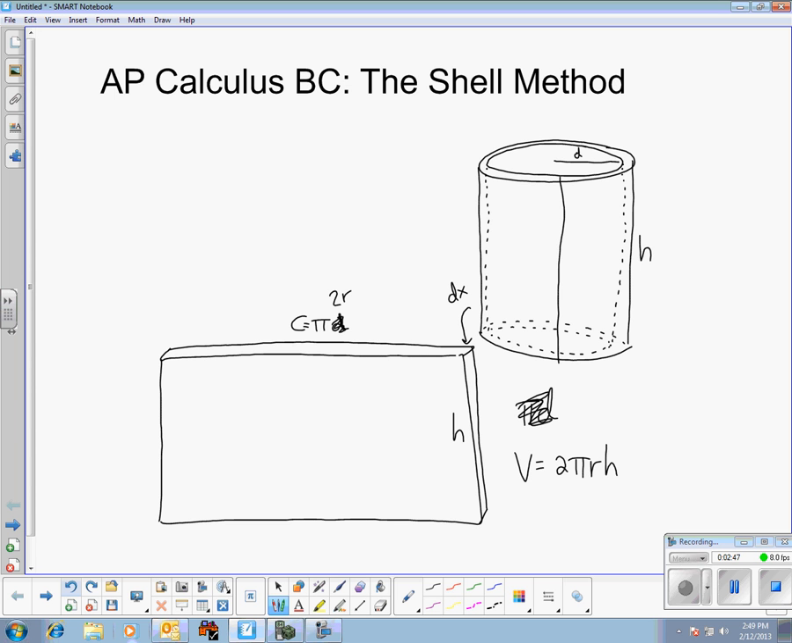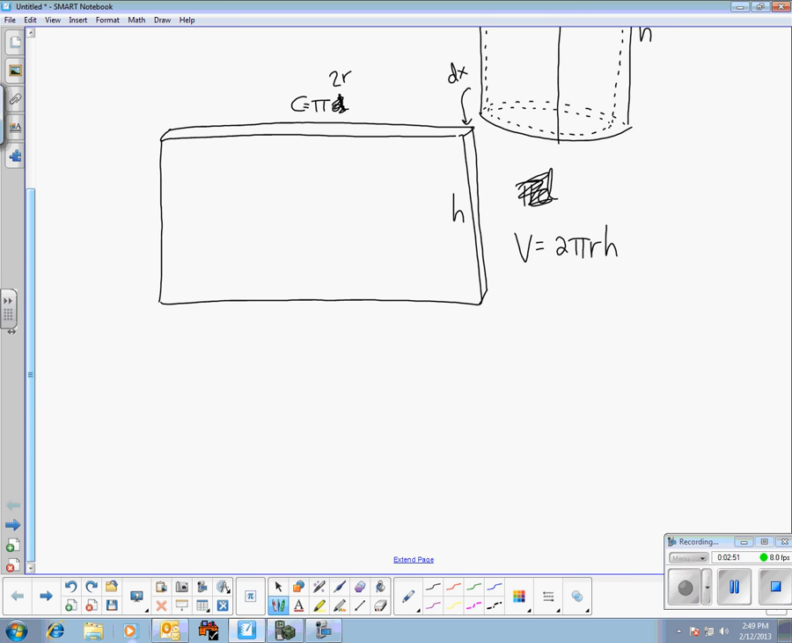So what you need to know about the shell method is you are going to integrate with a 2 pi on the outside, wherever your limits are, x equals a to x equals b, of, on the inside, you need a height and a radius. Doesn't matter what order. So if you can remember that there's a 2 pi on the outside and there's a radius and a height on the inside, that's your go-to memory trick. Radius and height is what you need.